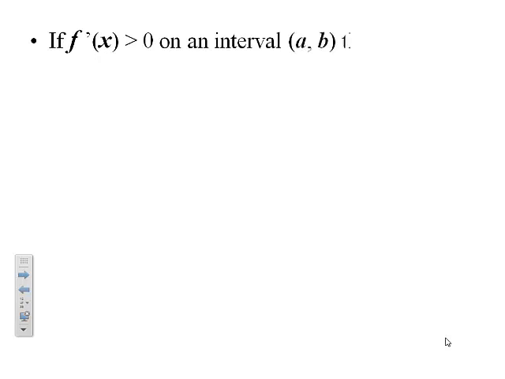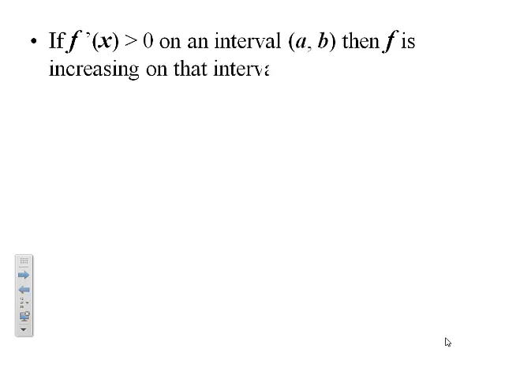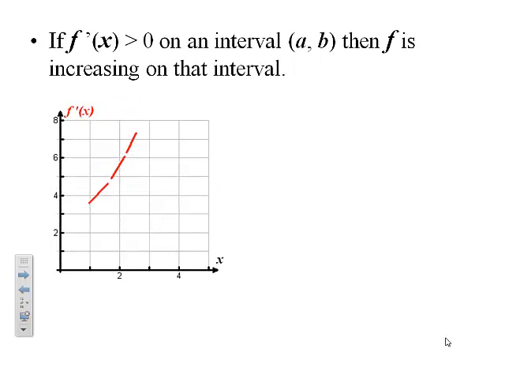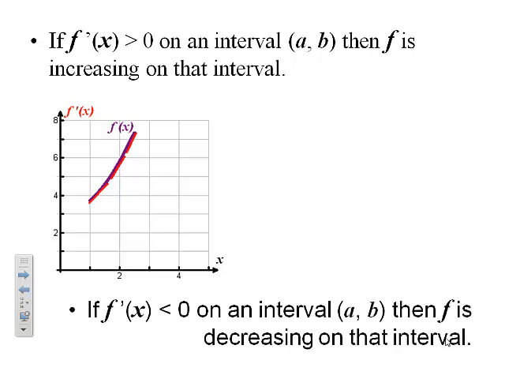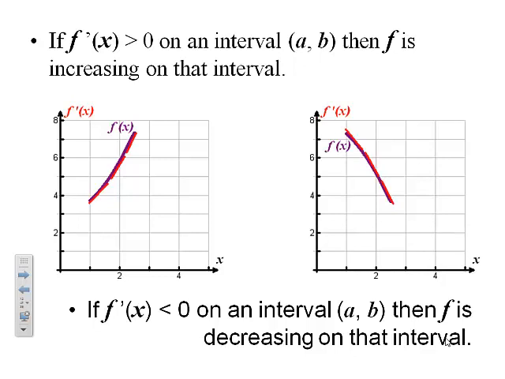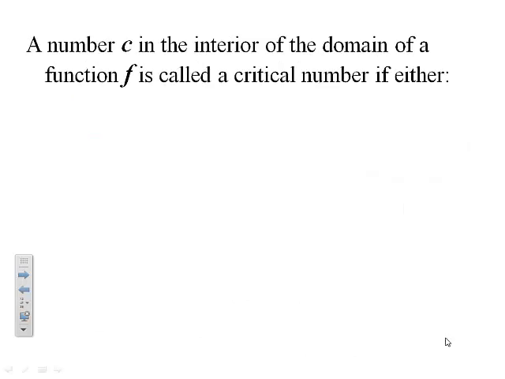Now, if the first derivative is greater than 0 on some interval from a to b, then we say f is increasing on that interval. For example, we have this situation. We have a function that's increasing. The derivative is greater than 0. And you can see that the curve in that case is going up. If the derivative is less than 0 on an interval, so for example here, all of those slopes are negative, they're all pointing downward, that would mean the function is decreasing on that interval. So if the derivative is positive, the function is increasing. If the derivative is negative, the function is decreasing.